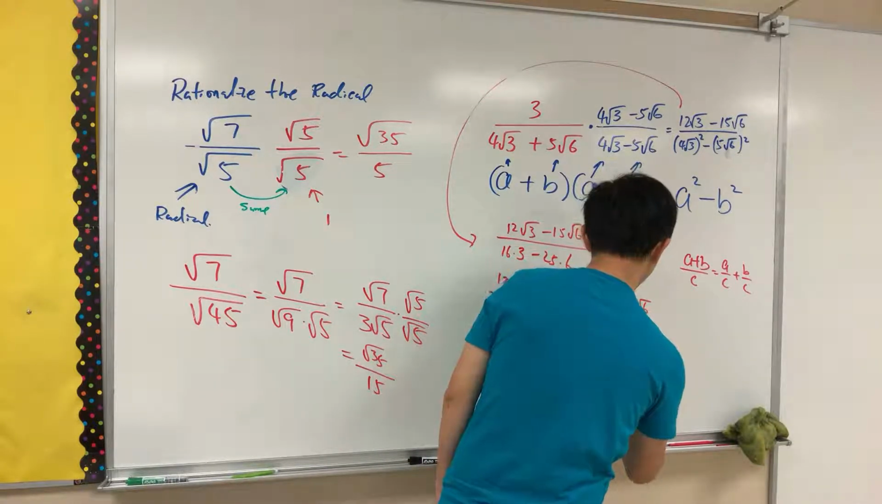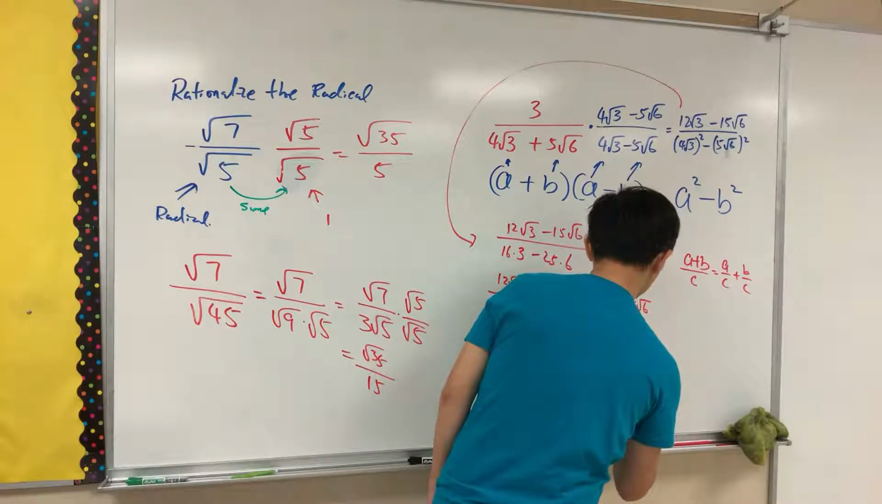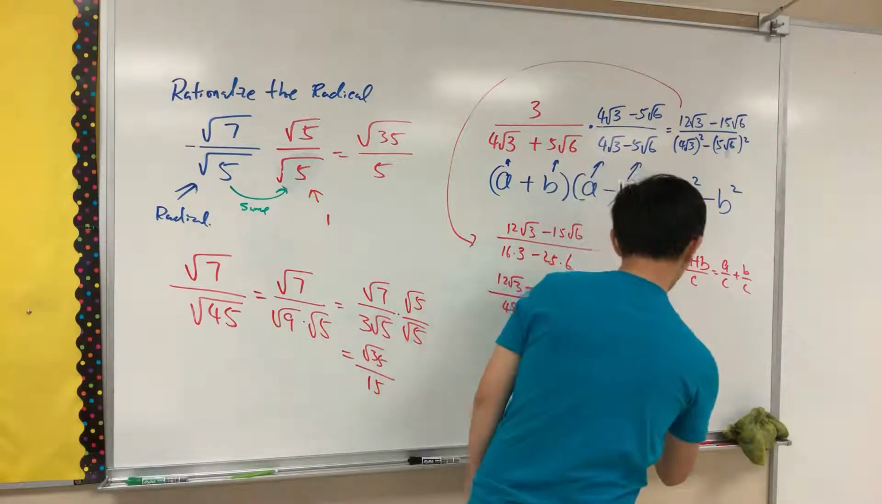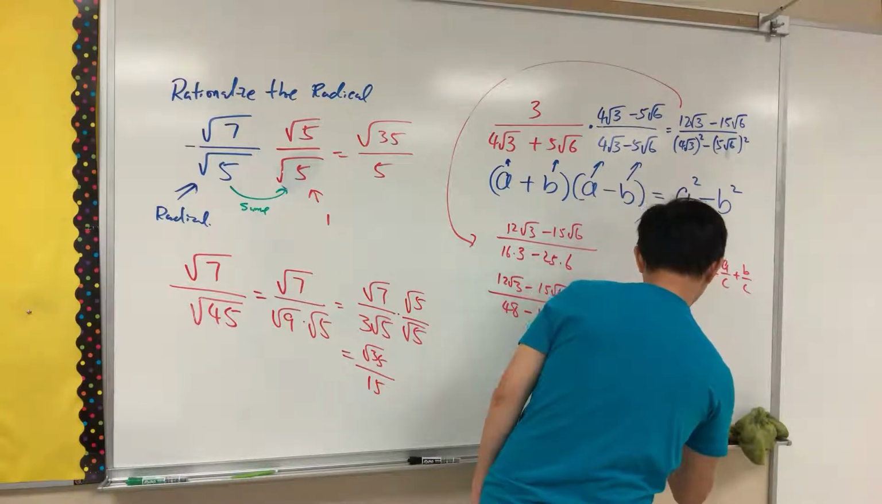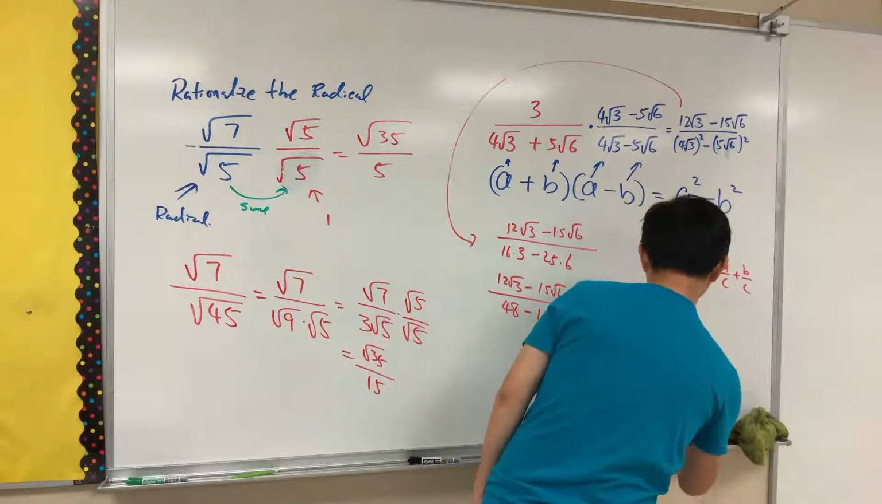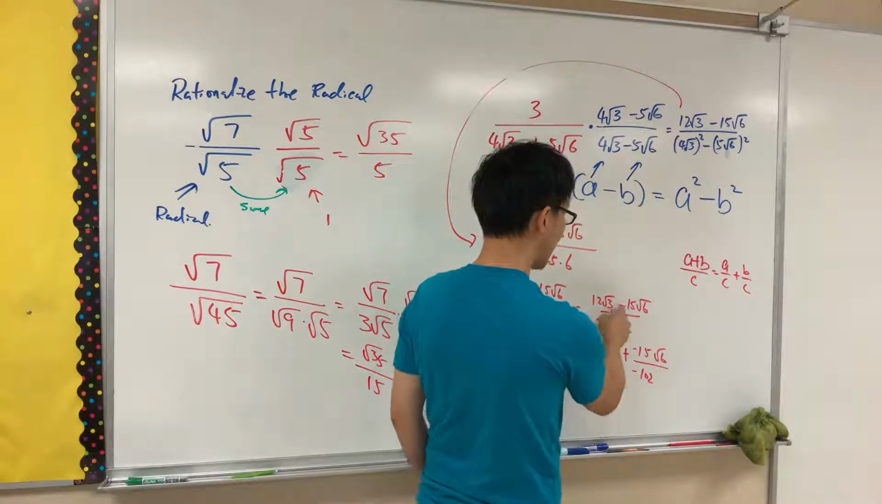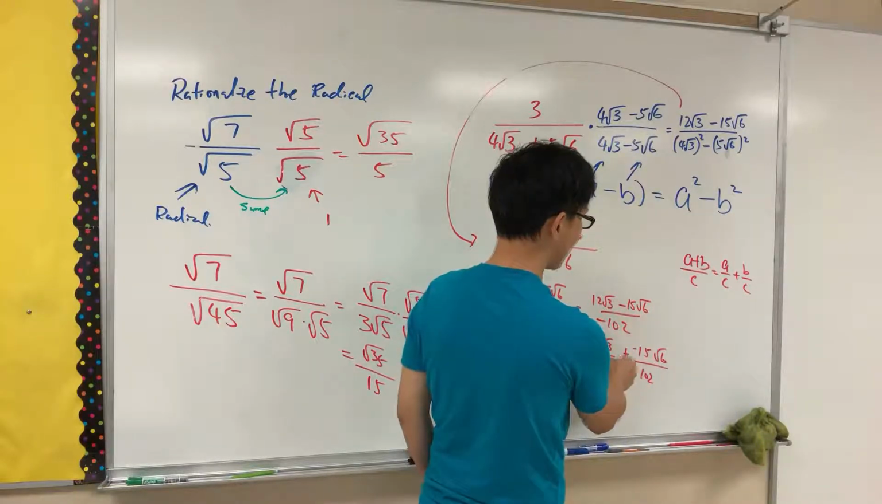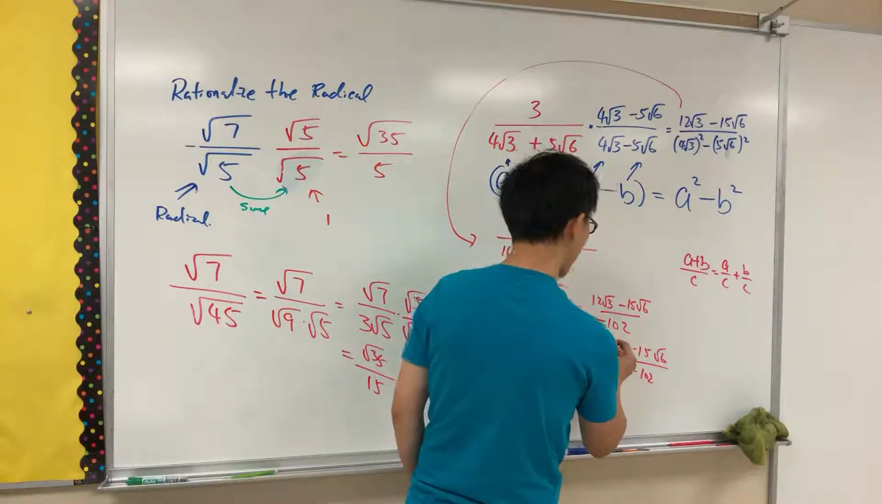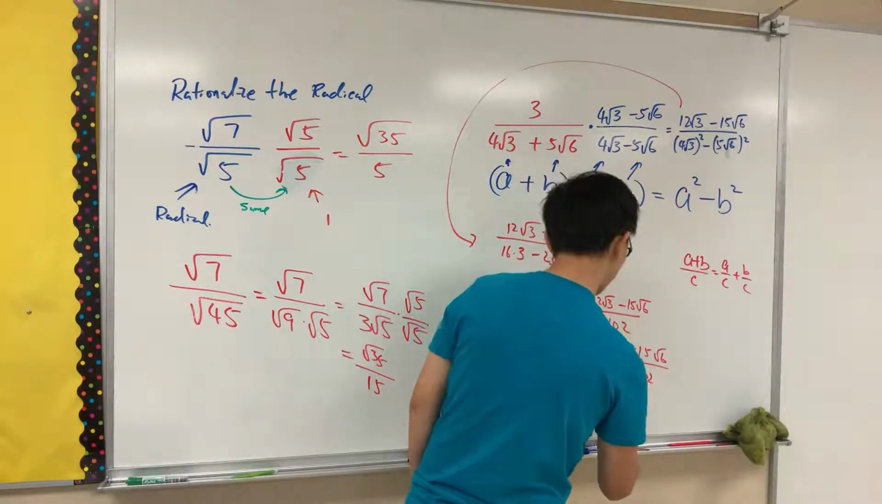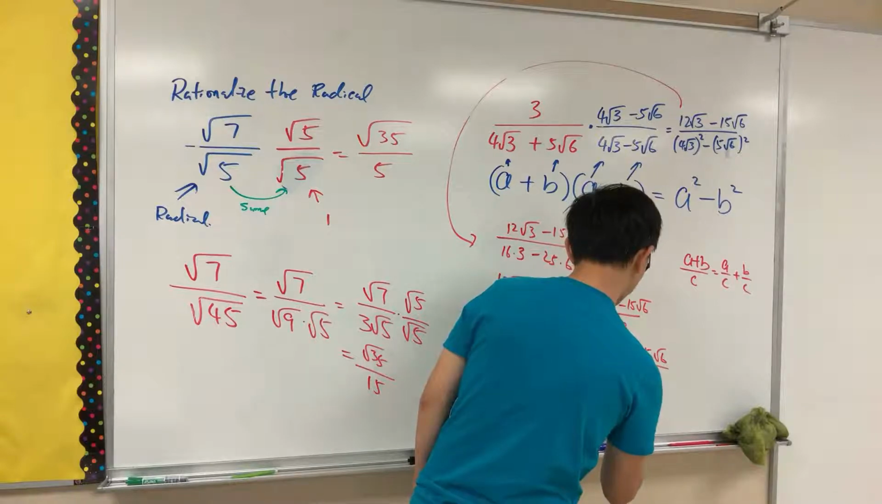So 12 square root of 3 over negative 102, and a minus 15 over negative 102 square root of 6. Well, this is a negative over negative, right? So I'm just writing plus negative over negative, so that way I don't confuse the sign. This one I can simplify down to what? 6 and 51, right?